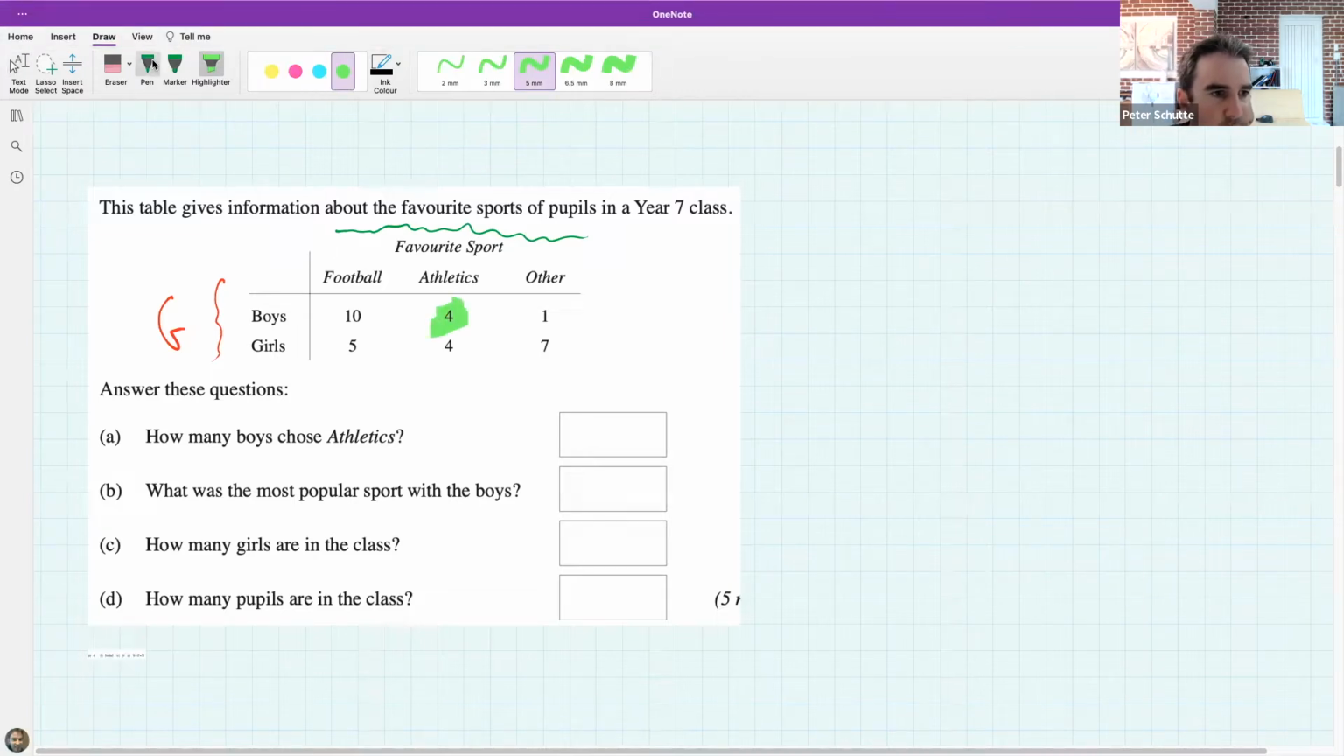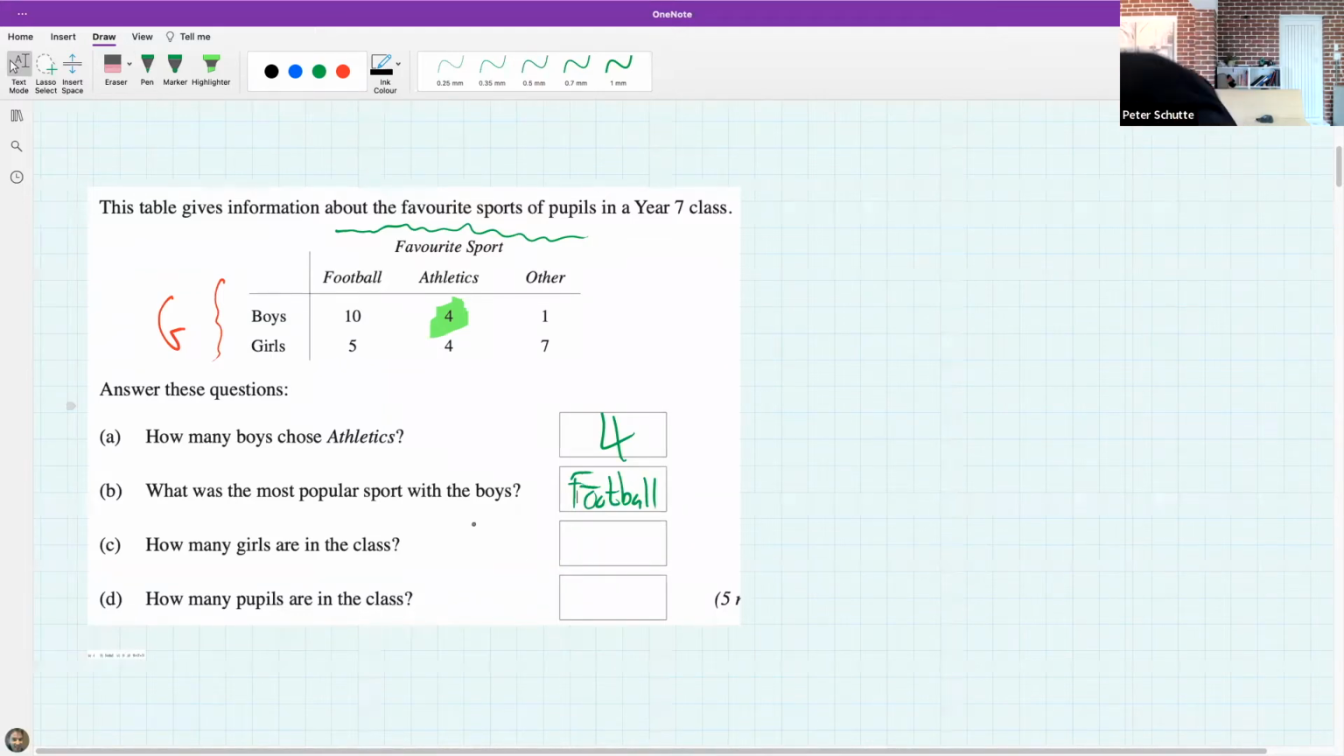So this is going to be 4. What's the most popular sport with boys? We look at the boys row, and for boys, the most popular sport is football. Okay, let's give you some time to do C and D. I'm going to get some water.